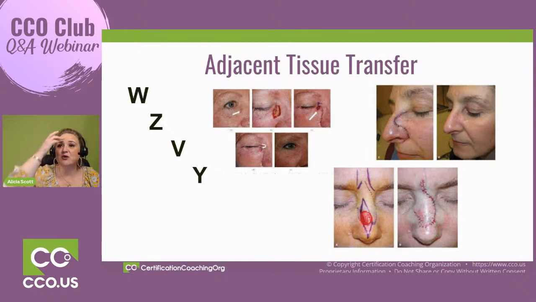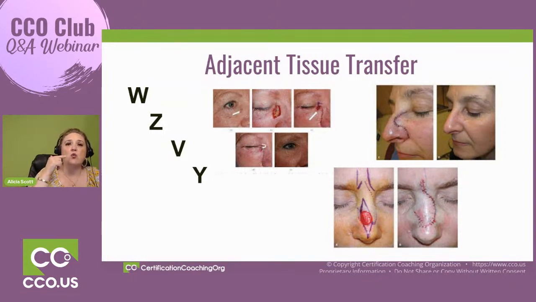Isn't that amazing? They go up into the forehead and they're able to move that. And when that heals, you know what? It's even swollen right there because they just did it. You'll never be able to tell that they did it. Just a really tiny faded scar most of the time. It's amazing what they can do.